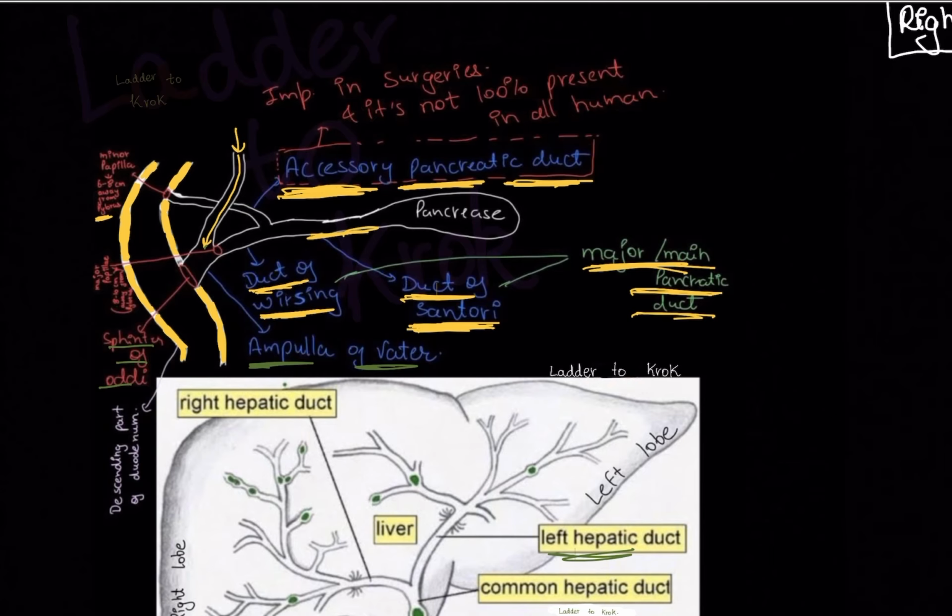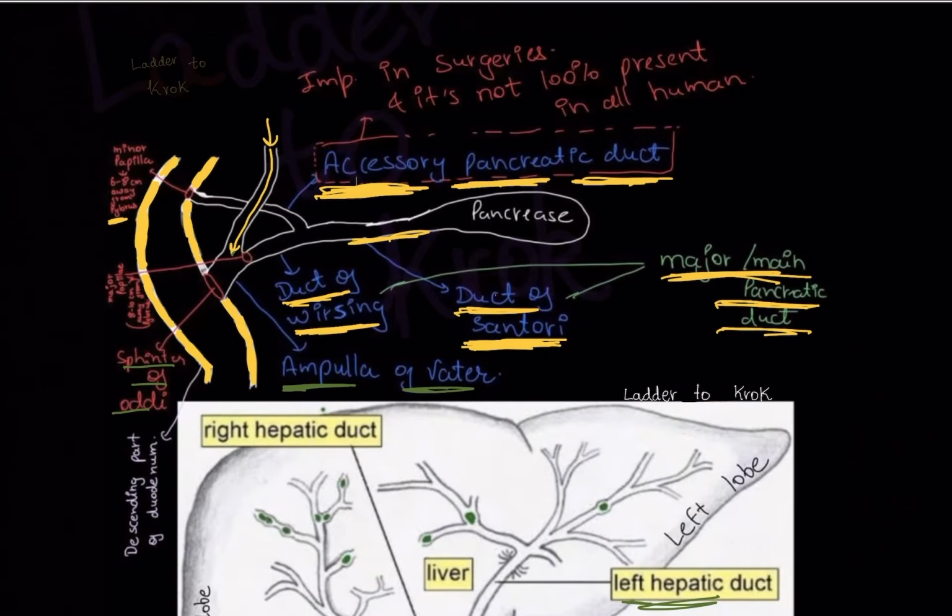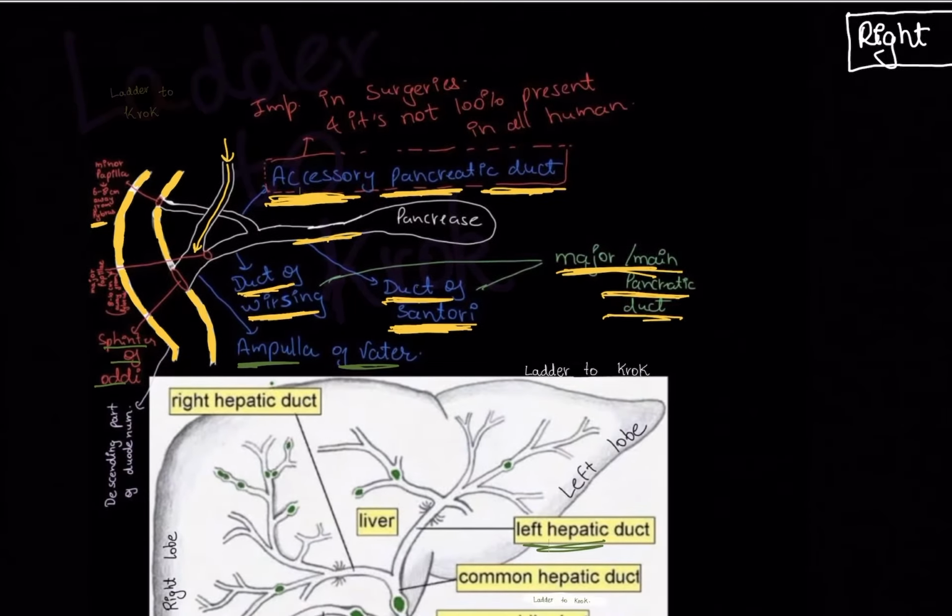And this major papilla is basically 8 to 10 centimeter away from the pylorus. This is the major papilla. This is the minor papilla. The minor papilla is 6 to 8 centimeter away from the pylorus, and the major papilla is 8 to 10 centimeter away from the pylorus. Pylorus is what? The stomach's lower part. This thing is clear. Accessory pancreatic duct, duct of Wirsing, duct of Santorini, ampulla of Vater. Main pancreatic ducts, and the accessory duct is present in some human individuals.